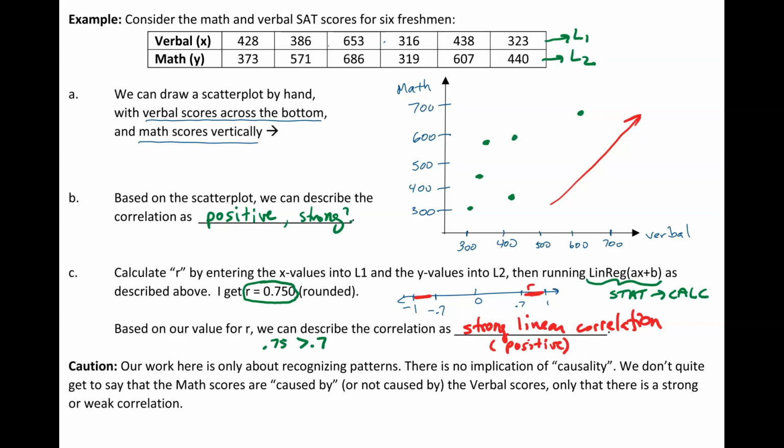All right, that's our basic example for 4.1. And I've got this caution that's also in Canvas. Our work here is only about recognizing patterns. There's no implication of causality. We don't quite get to say that the math scores are caused by or not caused by the verbal scores, only that there is a strong, in this case, strong or weak correlation in other places. All right, that's 4.1.